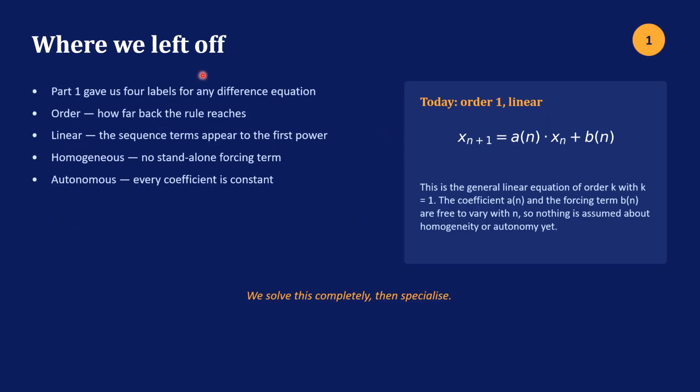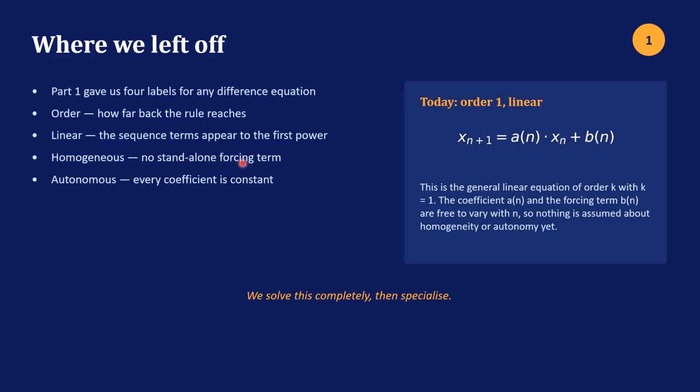Where we left off from lesson 1, if you recall, we had 4 different classifications: order, how many terms you needed to look back to figure out the next term; linear, the sequence terms, in other words, the x's, appear to the first power. So you can see in this equation here, it is first order and it's linear.